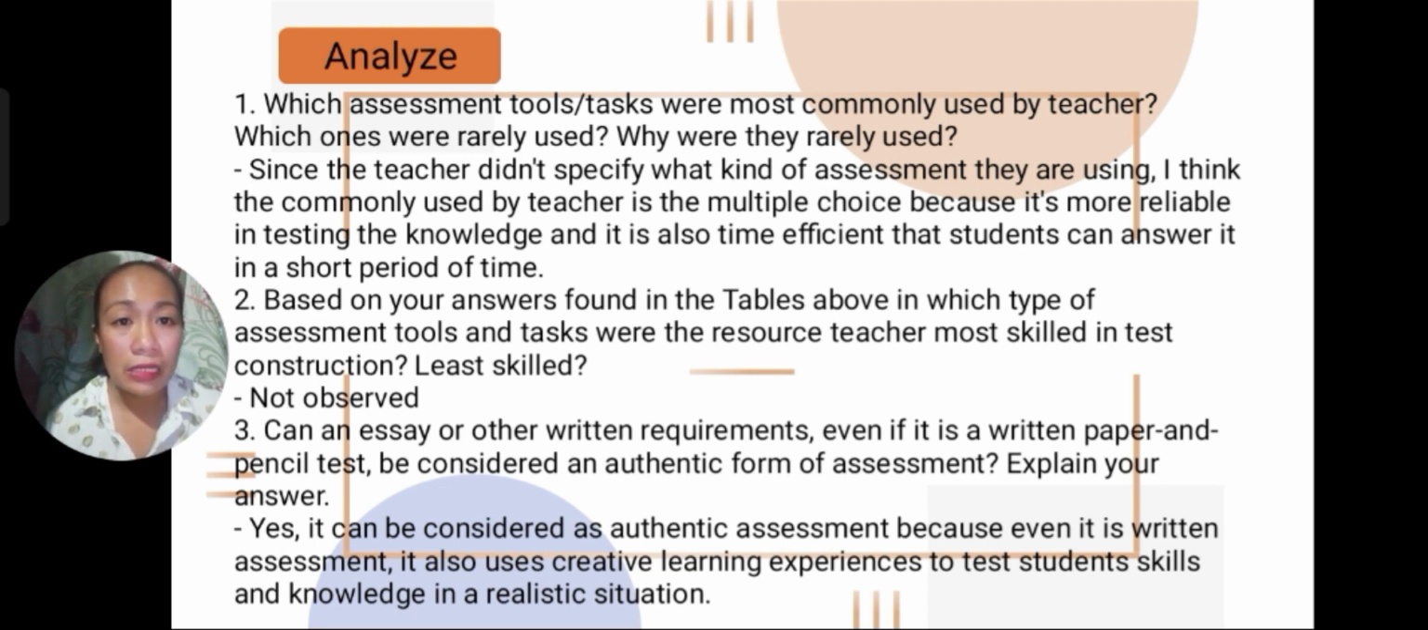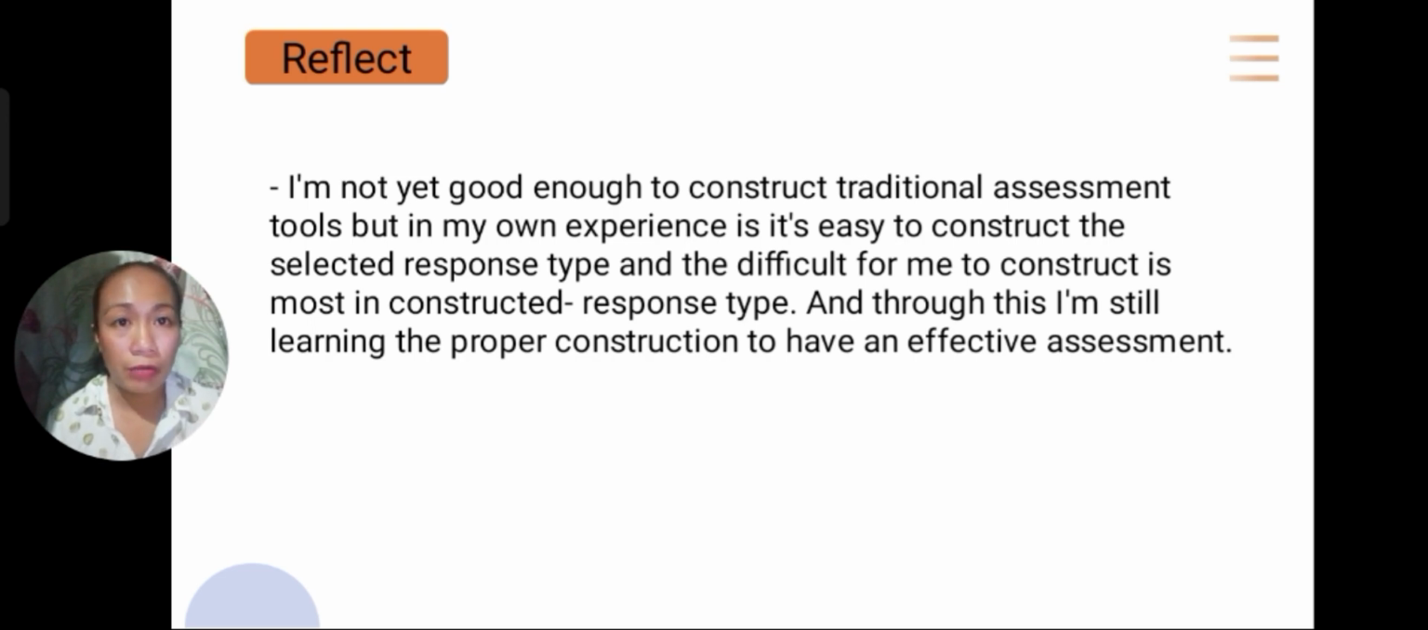Number 3, can an essay or other written requirement, even if it is a paper and pencil test, be considered an authentic form of assessment? Explain your answer. And the answer is yes. It can be considered authentic assessment because even though it is a written assessment, it also uses creative learning experiences to test students' skills and knowledge in realistic situations. So we proceed to the reflection.